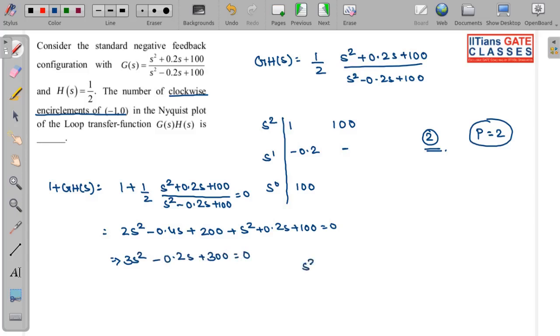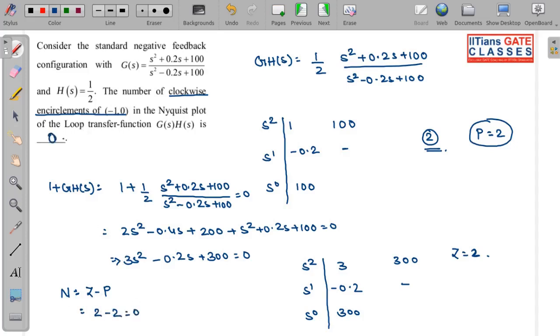Once again, if we make the Routh table for this one, there will be 2 sign changes only. So 300, and over here this will be 0.2, 0. You can see once again there will be 2 sign changes over here. So Z is also equal to 2. Now if you put the formula N is equal to Z minus P, why Z minus P? Because here it is asked about clockwise encirclement. So Z is equal to 2, P is equal to 2, so this is 0. So the Nyquist plot will have 0 encirclement of the critical point.